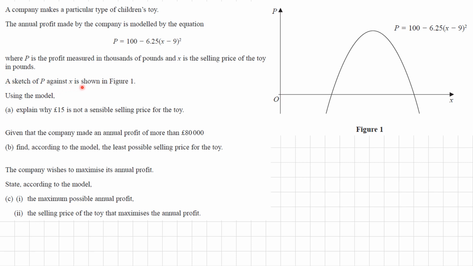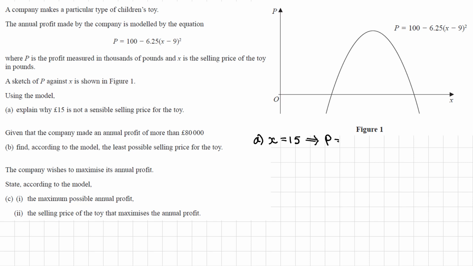A sketch of P against x is shown in figure 1. There we go, here's the sketch to our right. Using the model, part A, explain why £15 is not a sensible selling price for the toy. So first thing that we need to do is to make the selling price, which is x, equal to 15. And we can use that to work out the profit and see if there's any issues there.